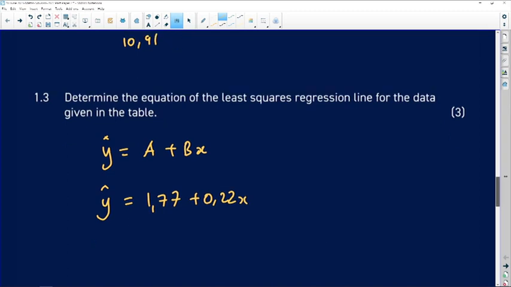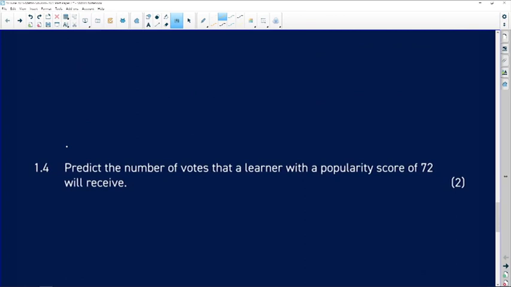All right, now 1.4 quickly says to us here we need to predict the number of votes that a learner with a popularity score of 72 will receive. Now, we want to know if you have a popularity score of 72, how many votes are you likely to receive? Okay, that's not too much of a struggle because we already know what the equation of least squares is going to be. This equation relates votes and popularity. We know the equation is 1.77 plus 0.22x. Now remember, x is popularity and y is votes.